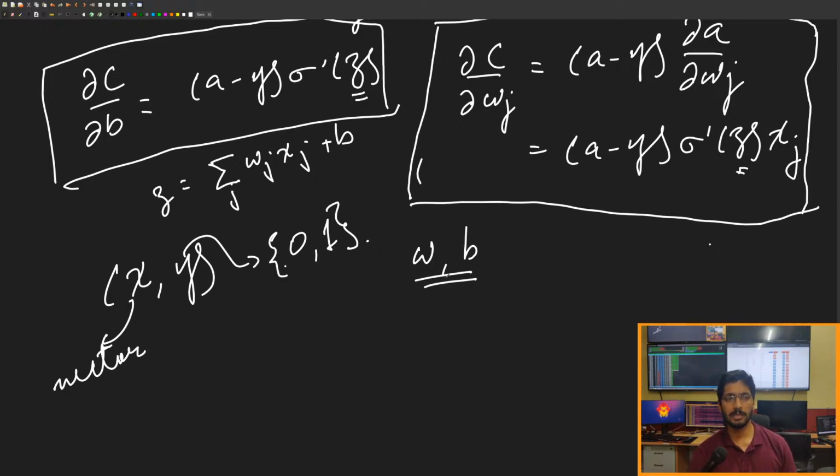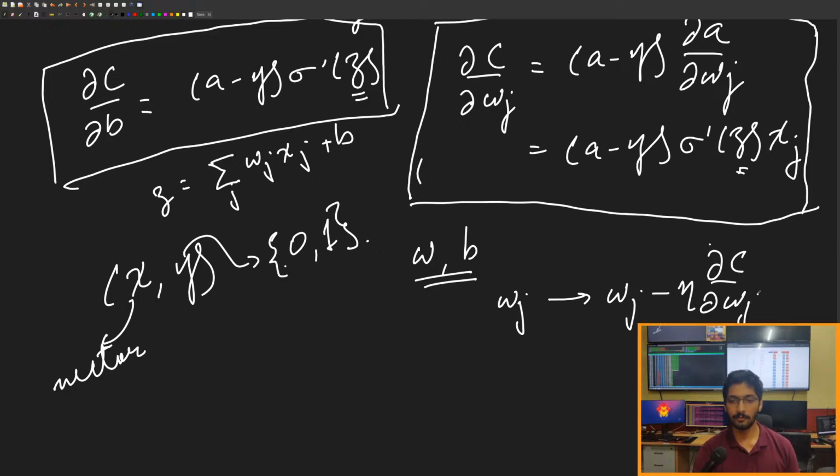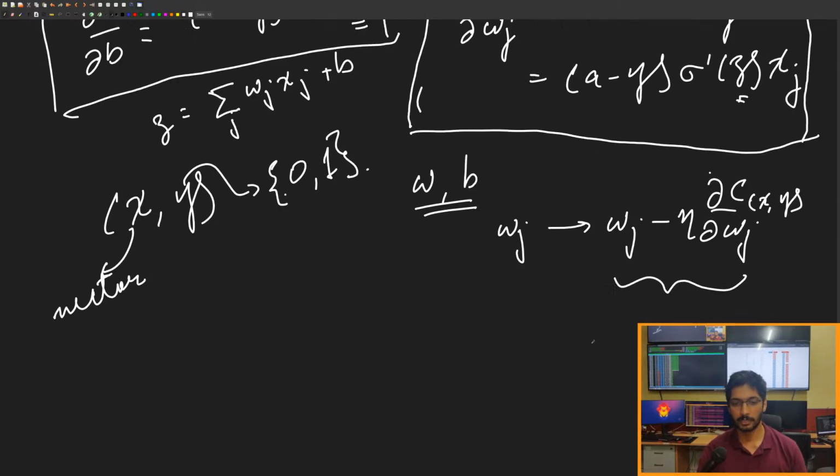So instead of doing Wj goes to Wj minus eta del C by del Wj, where C depends on the data point x comma y, I want to do the following: Wj goes to Wj minus eta times the sum over all data points x comma y of del C(x, y) by del Wj.